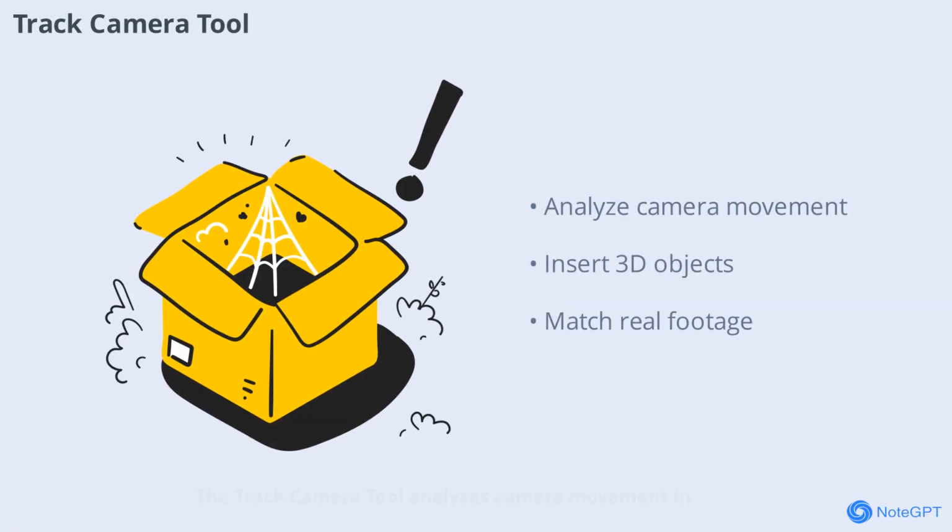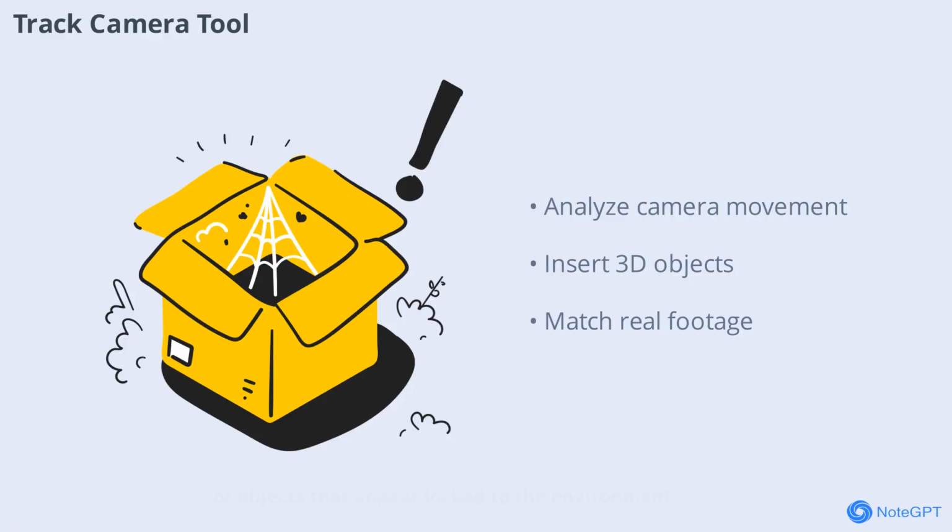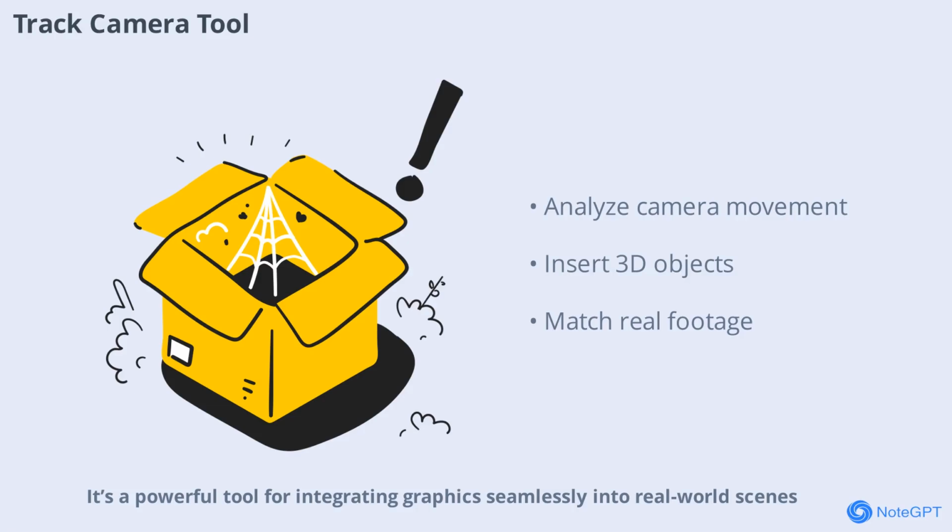The Track Camera tool analyzes camera movement in live footage and creates a 3D camera solution. This allows you to insert 3D text or objects that appear locked to the environment, matching the original camera's motion. It's a powerful tool for integrating graphics seamlessly into real-world scenes.